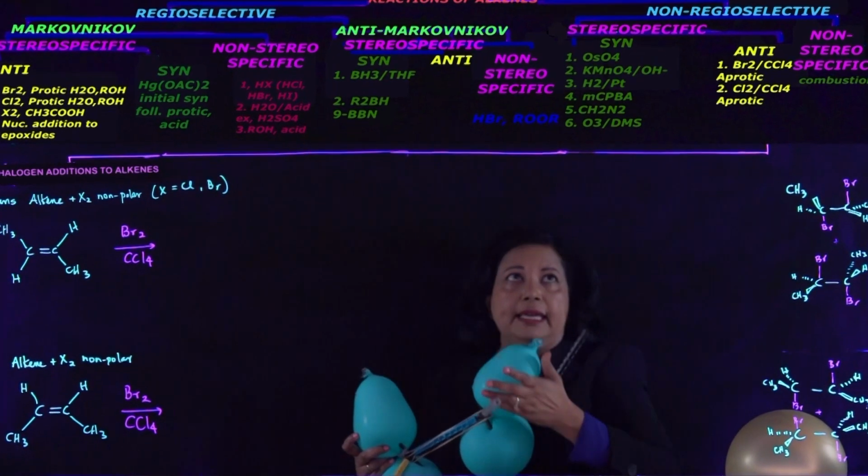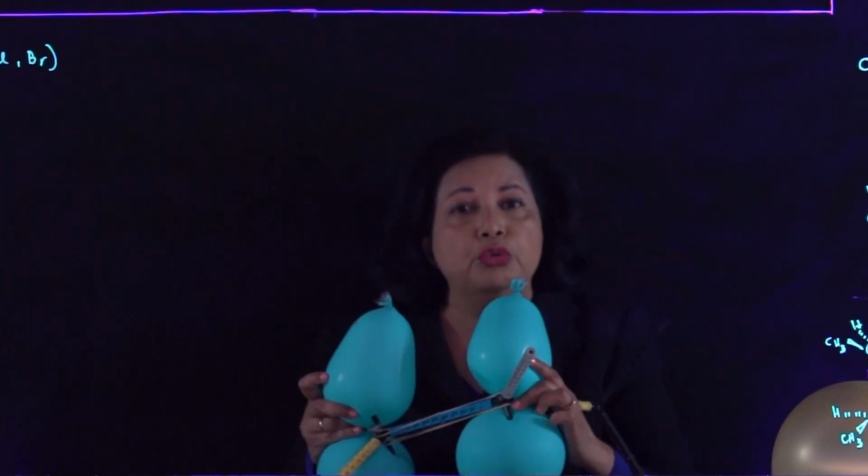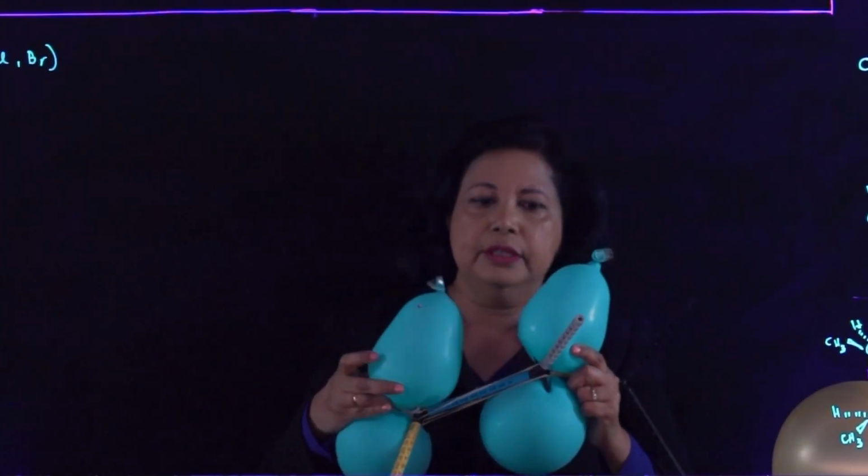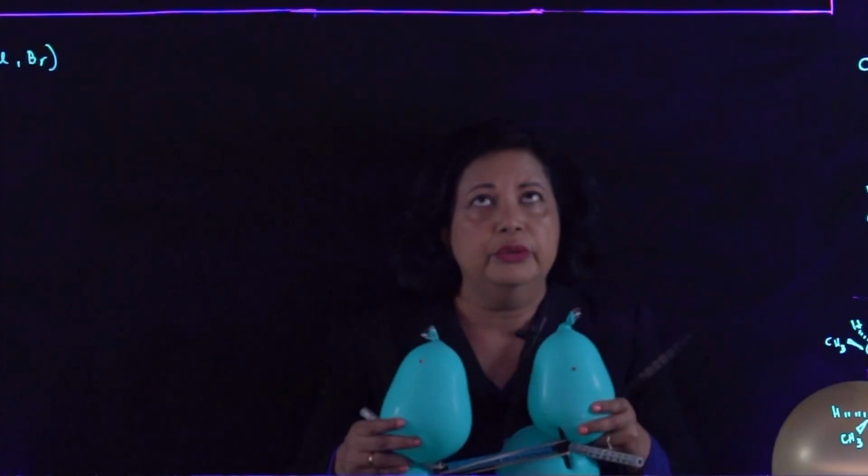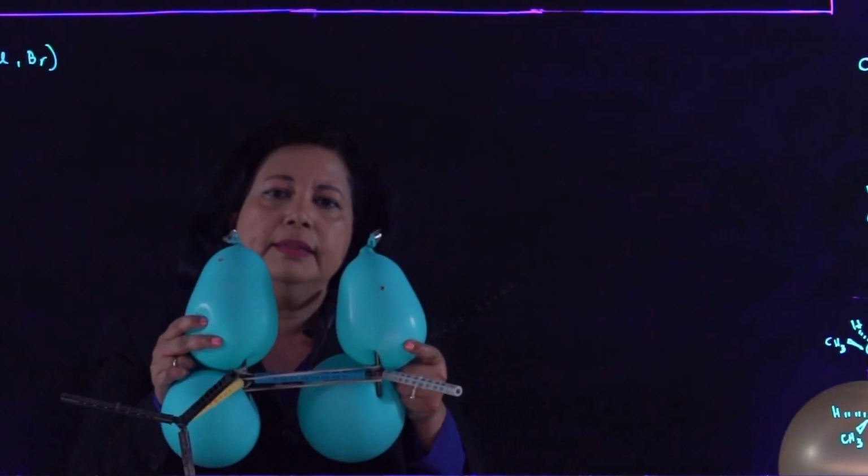to the alkene. This has directional attack. So it doesn't attack in either direction. It is going to attack specifically in a certain direction. And we are going to see why that is. Let's take, for example, this alkene.